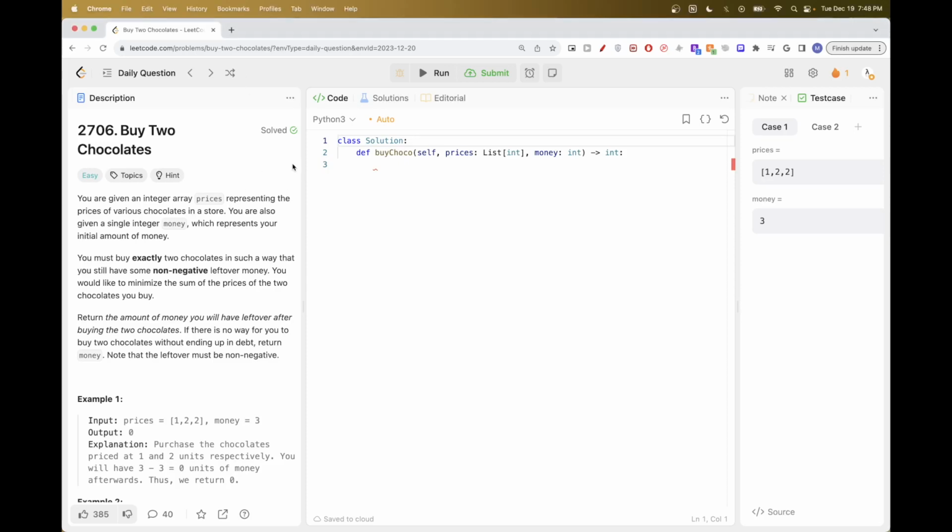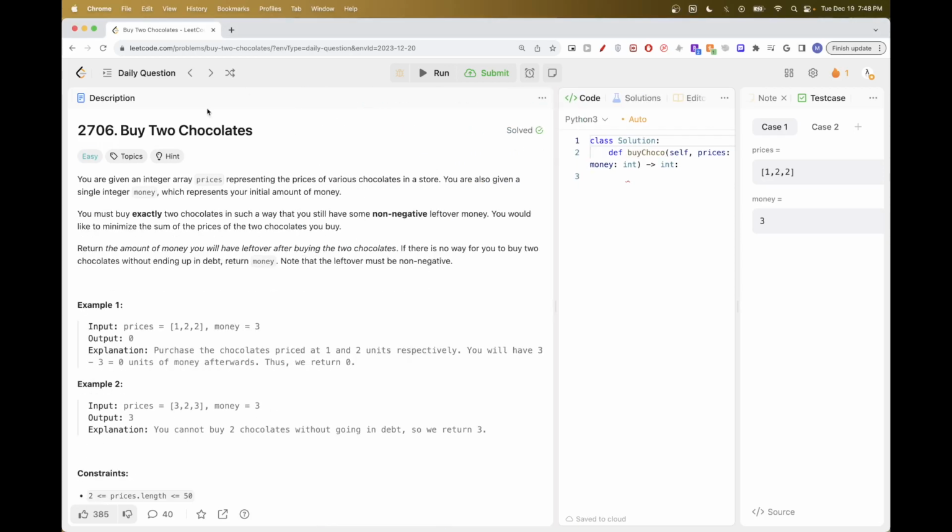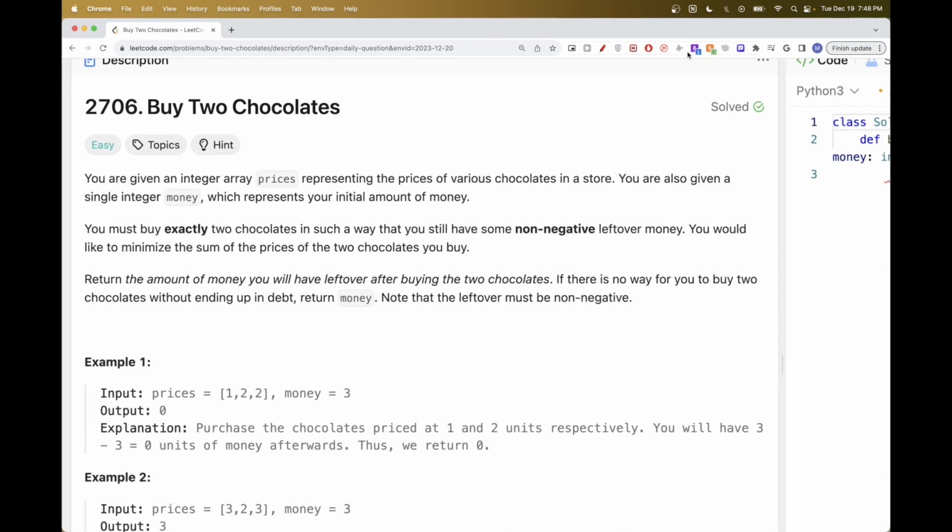Hello, so today we are going to do this problem, which is part of the Leetcode Daily Challenge, Buy Two Chocolates. So basically we have an integer array of prices, and the prices represent the prices of chocolates that you have in a store. And you have some money.